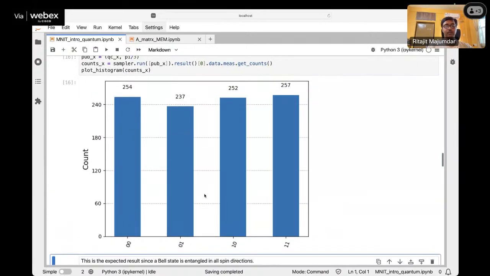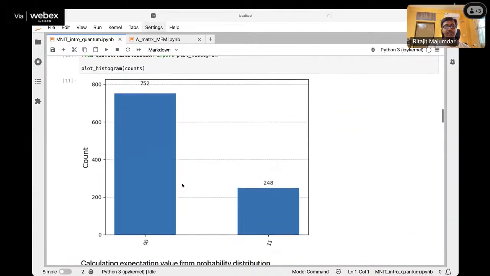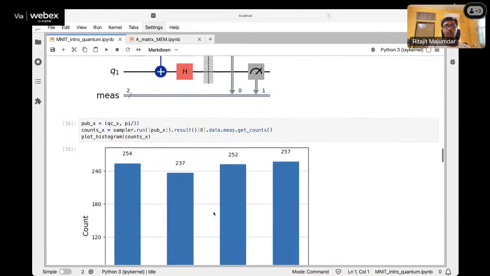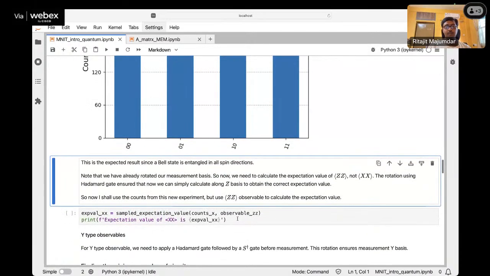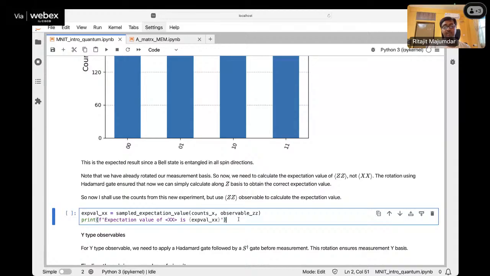And you see, this is a different result. This is a totally different result. Previously, remember, it was an entangled state. It is no longer entangled in the X direction. Great. So now we can just go and say sampled expectation value.